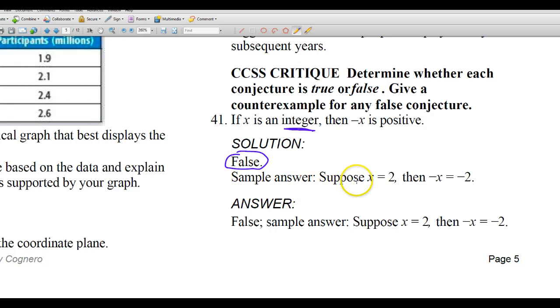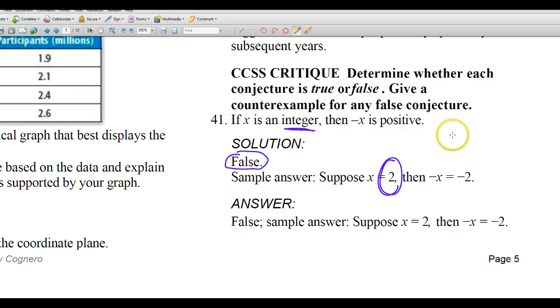For example, suppose x equals 2. This is saying when you take the opposite of 2, you're going to get a positive. Not the case here. If you take the opposite of 2, you get negative 2, which is a negative. So 2 is a counterexample. It proves that this is a false conjecture. There are many counterexamples to this.